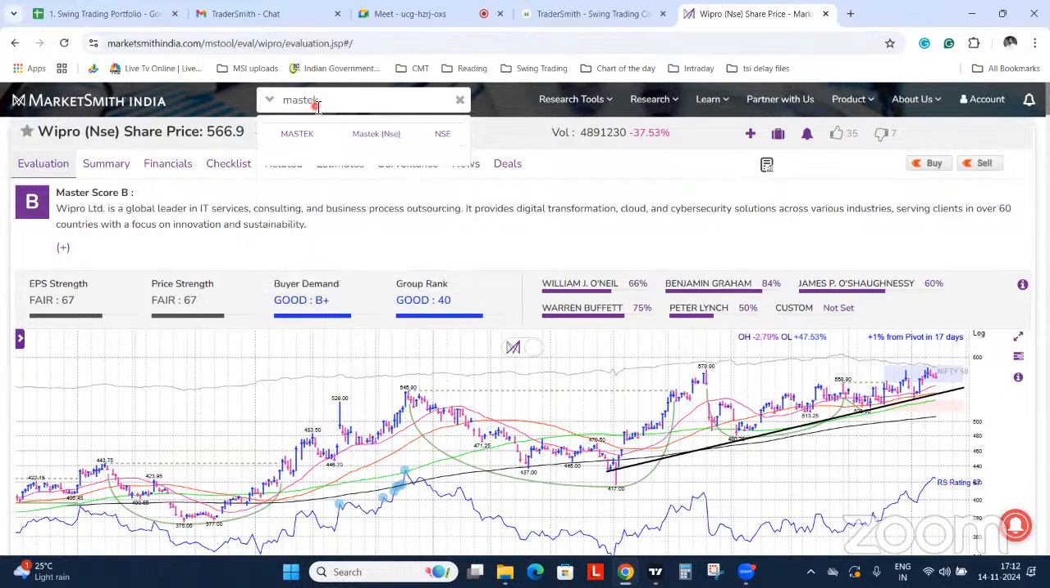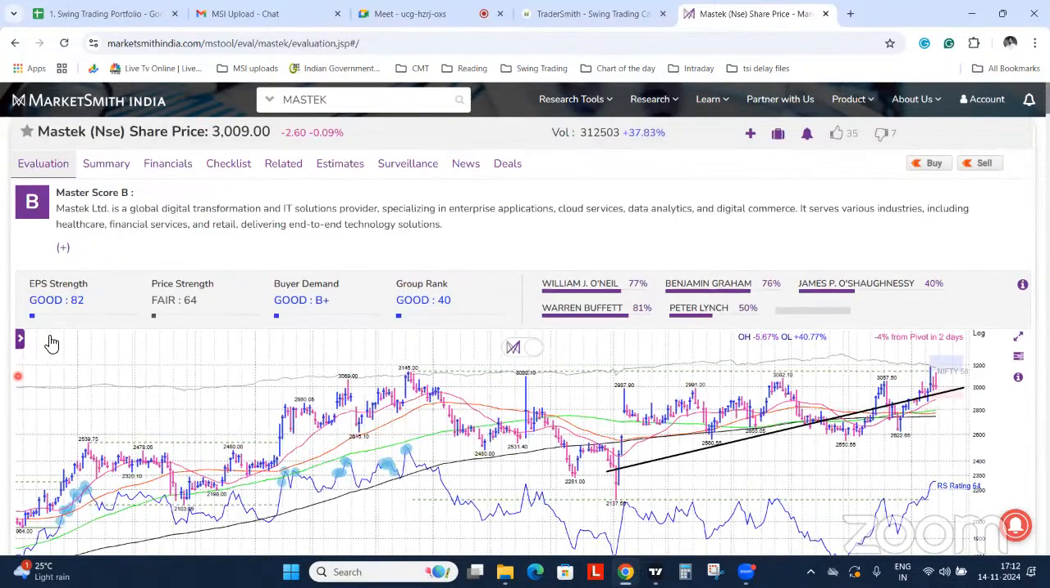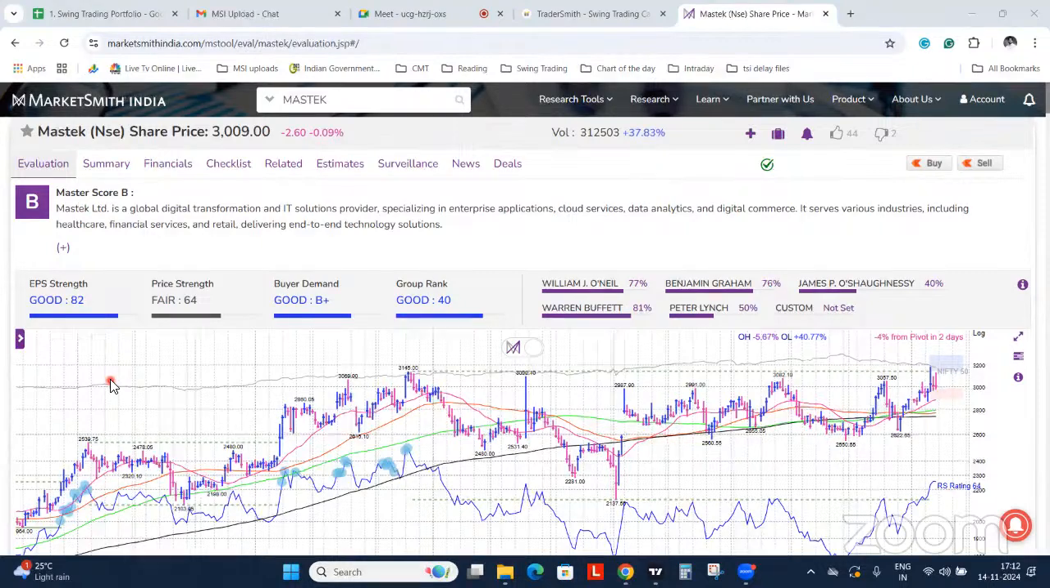Next one is Mastech and HCL Tech, both IT. Mastech again has a bullish trend. Suppose it remains trending above 3000, 3050, then one can expect 3200 and beyond. It is looking quite positive. If it remains above 3050, maybe a 10% upside move may happen in Mastech. But if it remains below 3000, then maybe sideways. Overall the trend is positive, and again that is a mid cap IT.